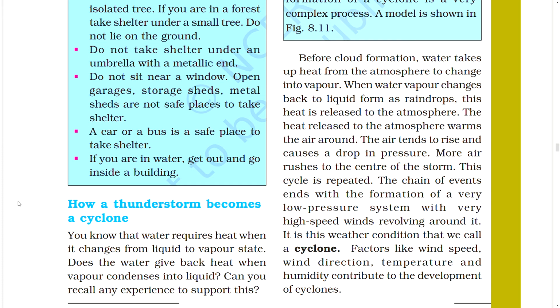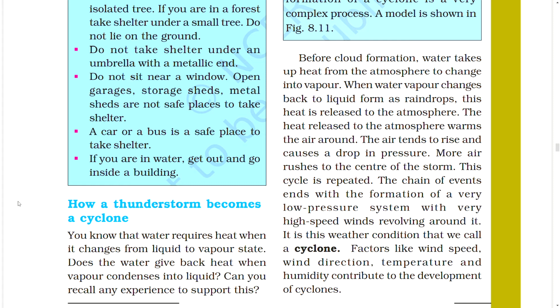Before cloud formation, water takes up heat from the atmosphere to change into vapor. When water vapor changes back to liquid form as raindrops, this heat is released to the atmosphere. The heat released to the atmosphere warms the air around. The air tends to rise and causes a drop in pressure. More air rushes to the center of the storm.